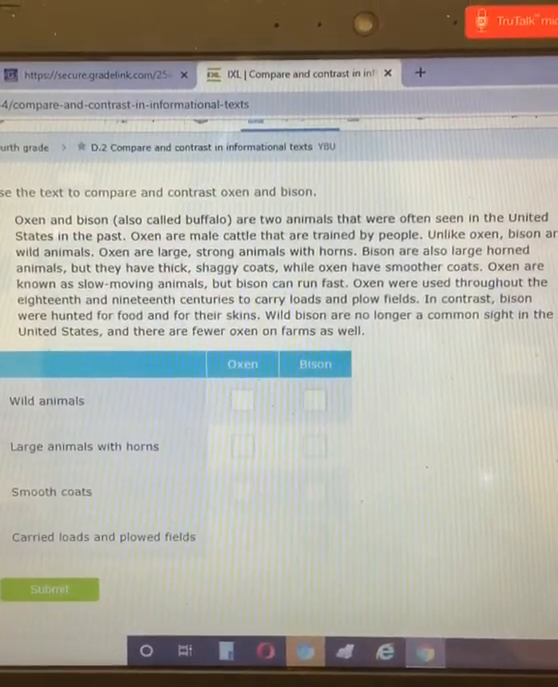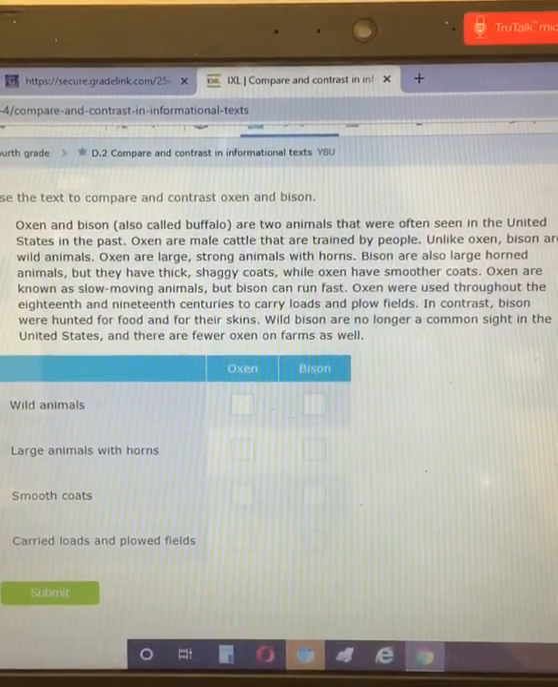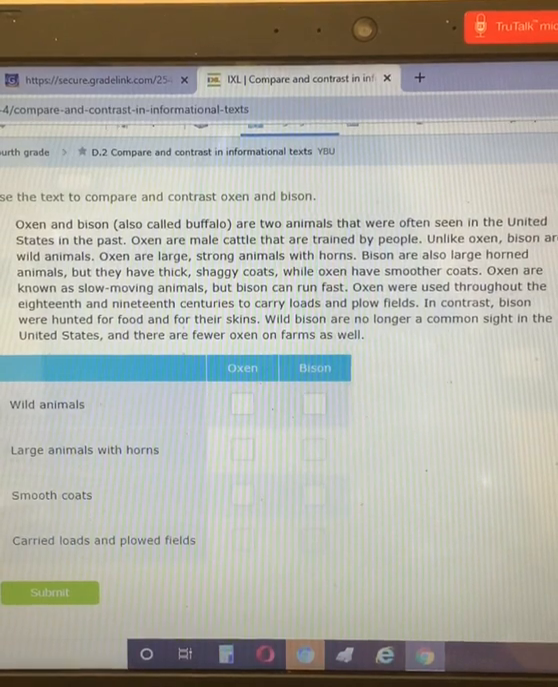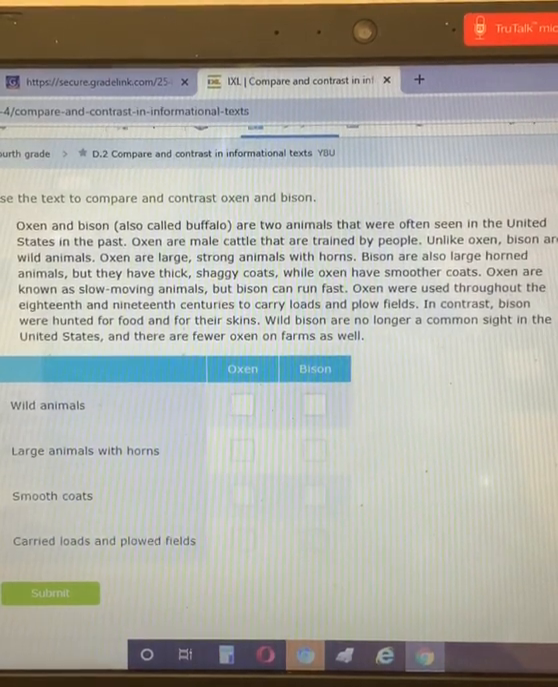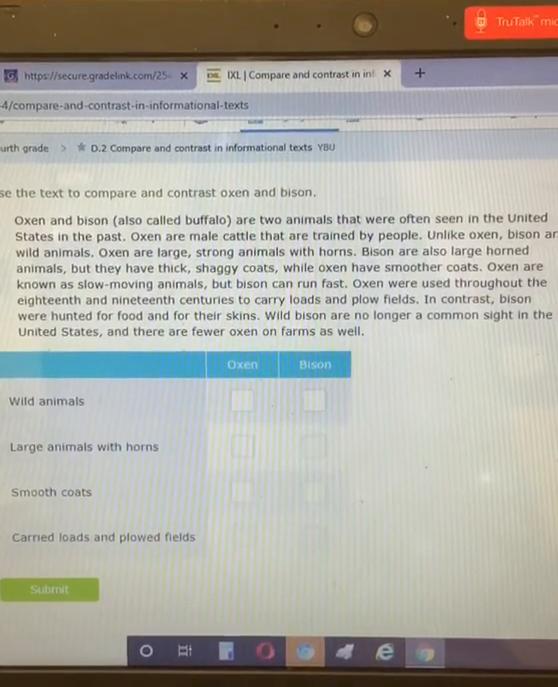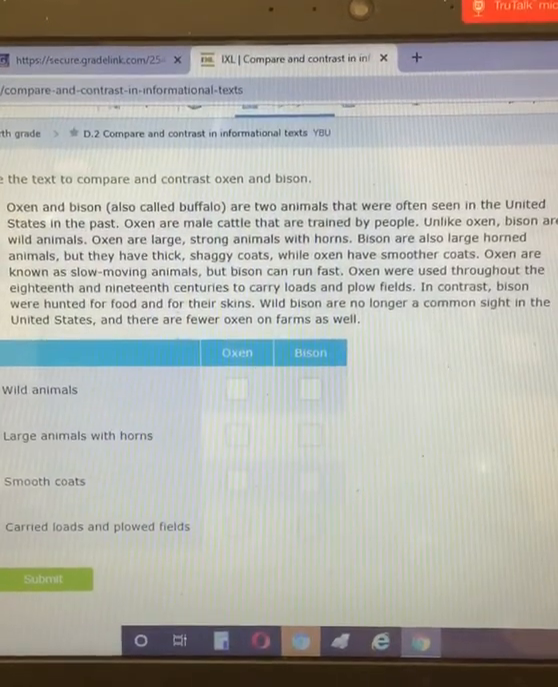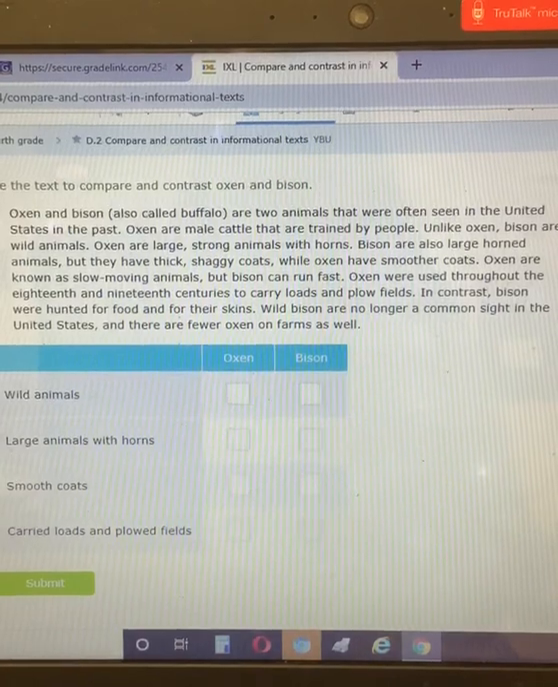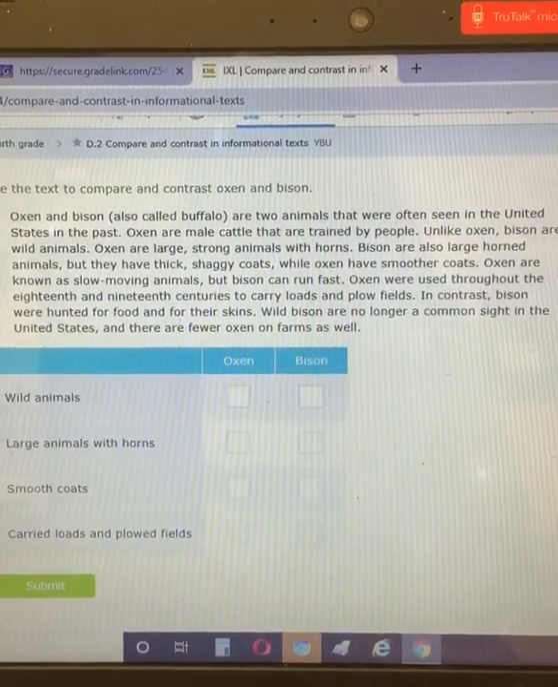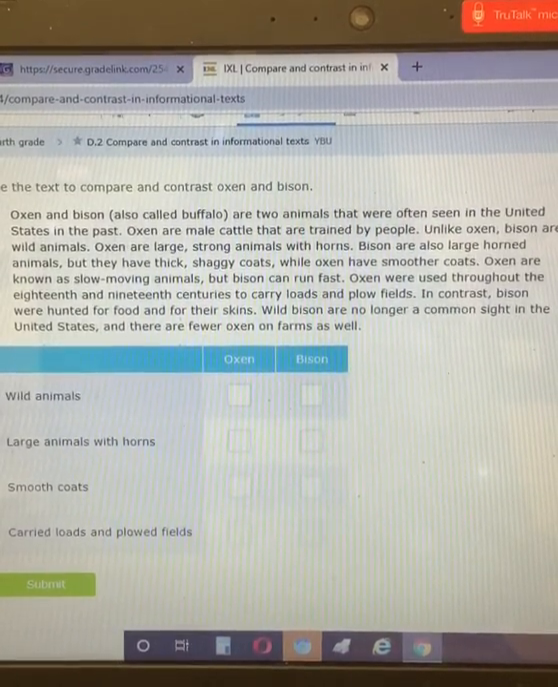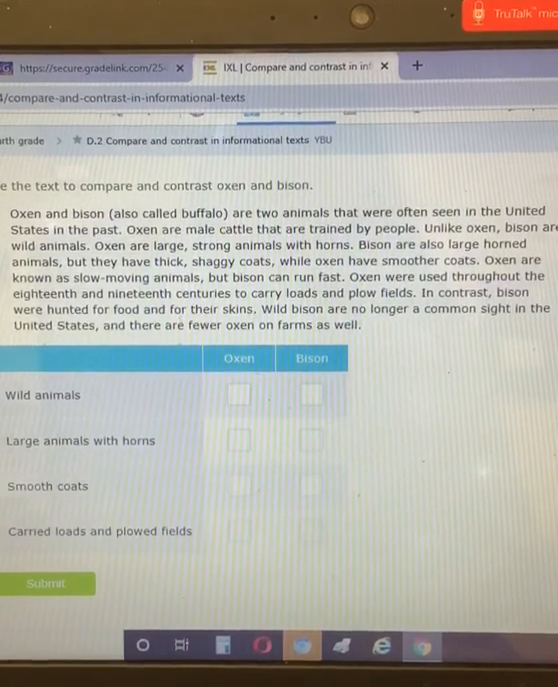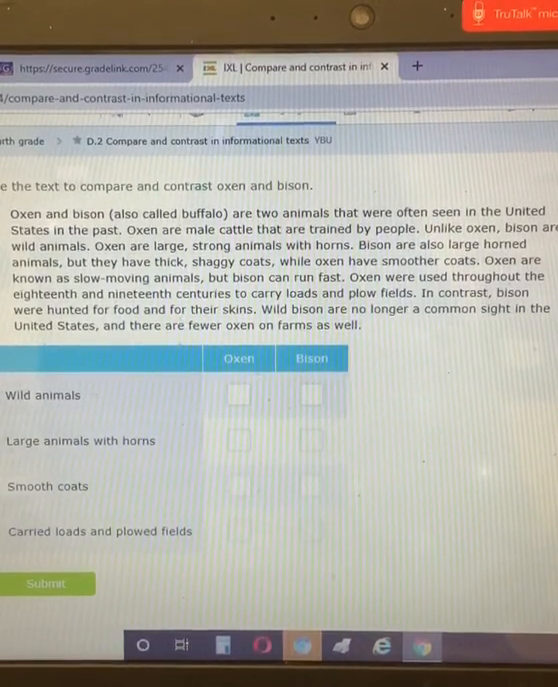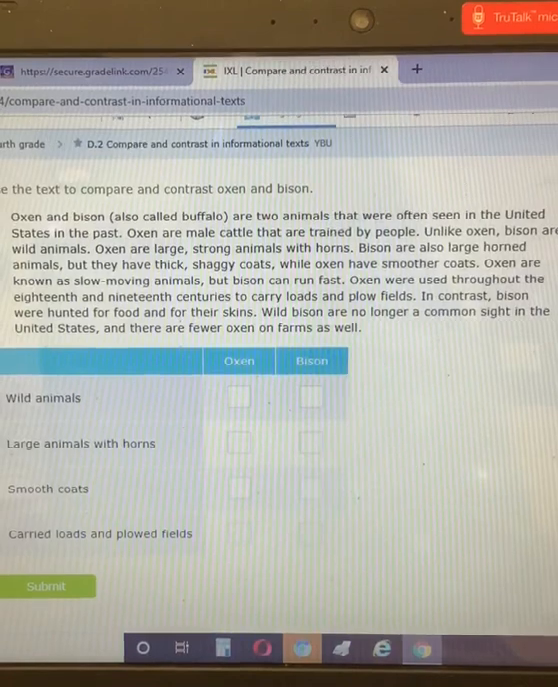Oxen and bison, also called buffalo, are two animals that were often seen in the United States in the past. Oxen are male cattle that are trained by people. Unlike oxen, bison are wild animals. Oxen are large, strong animals with horns. Bison are also large horned animals, but they have thick, shaggy coats, while oxen have smoother coats. Oxen are known as slow-moving animals, but bison can run fast.